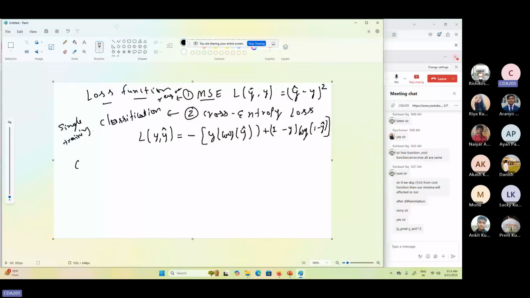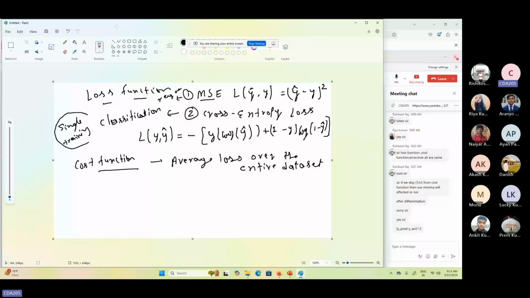Okay, now come to another part, that is the cost function. So it is the average loss over the entire data set. Okay, are you clear with this? The difference is that the loss is on a single training example, while the cost is over the entire data set. Okay, it is helpful in optimization, meaning it is used for optimizing the model parameters.